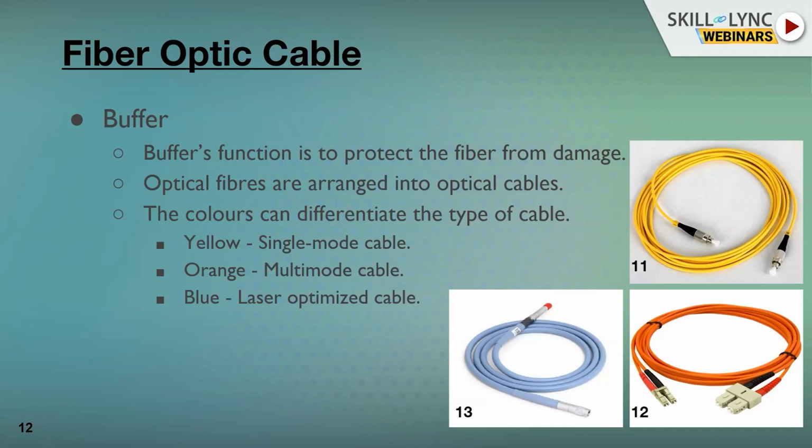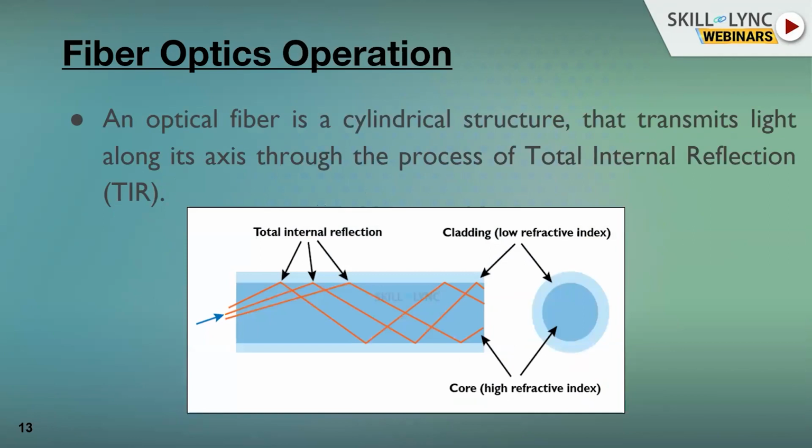So let's talk about the principle of it. An optical fiber is a cylindrical structure that transmits light along its axis through the process of total internal reflection. So what is total internal reflection? Total internal reflection is when the light is passing through the layer, it has to reflect back. That means whatever data we are sending has to be captured so that we will not have any loss of data mainly. Okay.